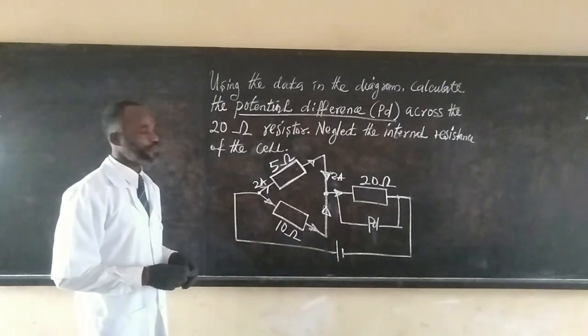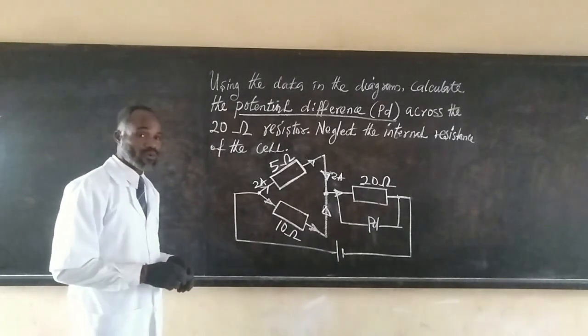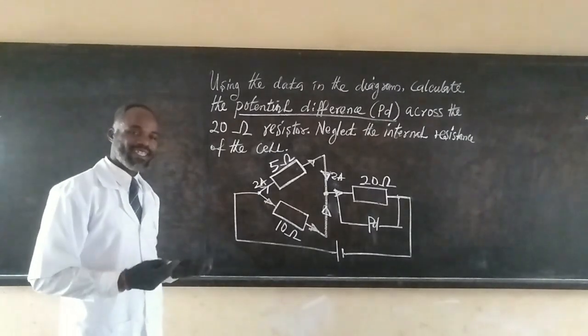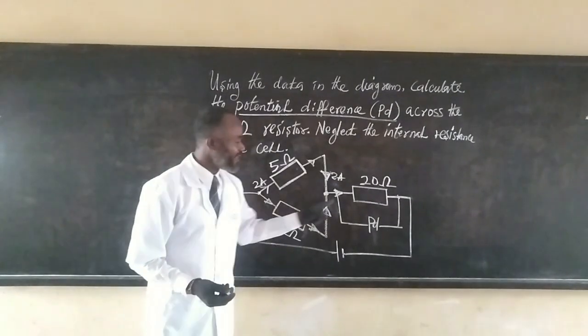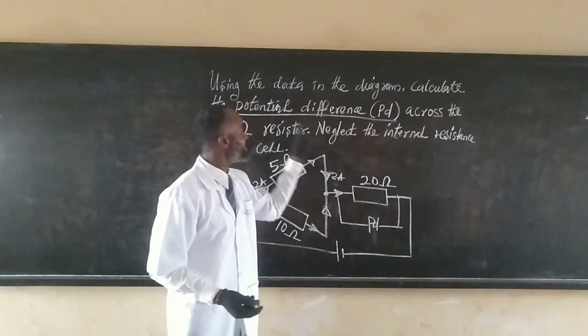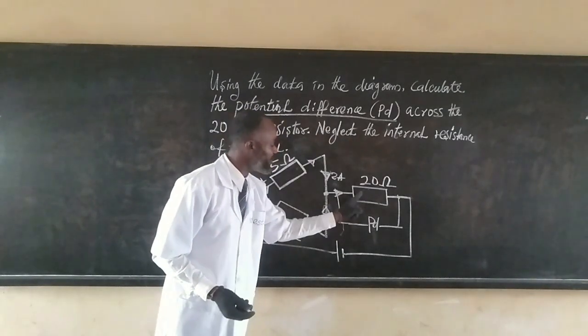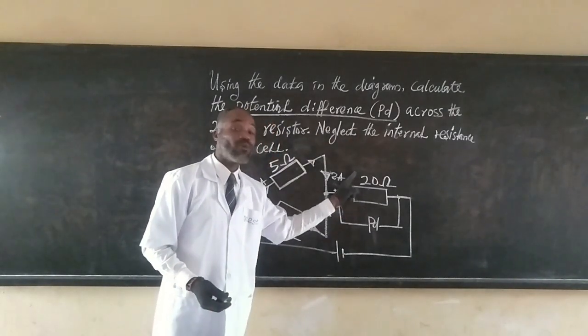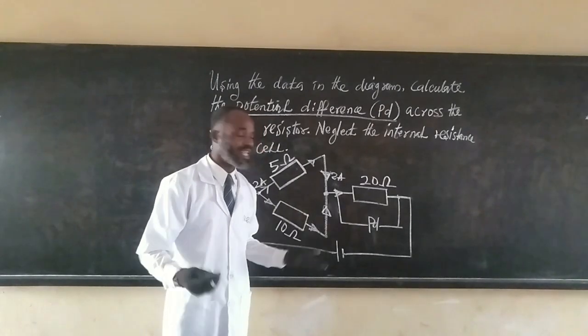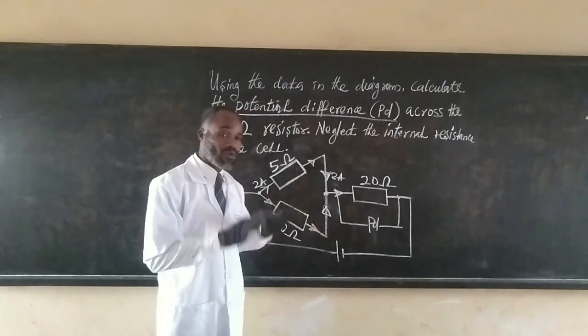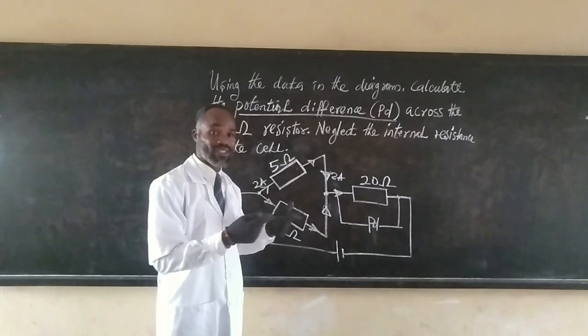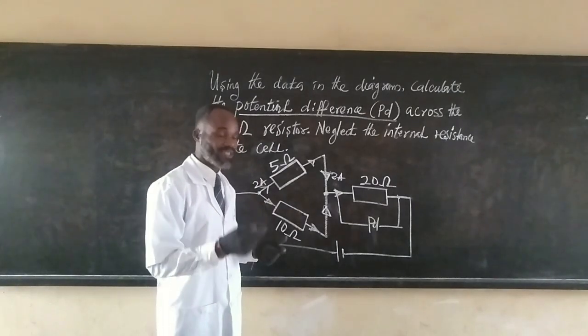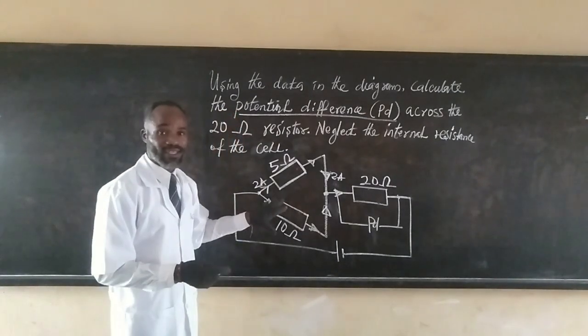Of my students, and she said, Uncle, I have been finding it difficult to find the potential difference across the resistor with 20 ohms resistance. How do I get that? I said, okay, don't worry, I'm going to teach you the steps you're going to apply. Next time, you'll find something like this.